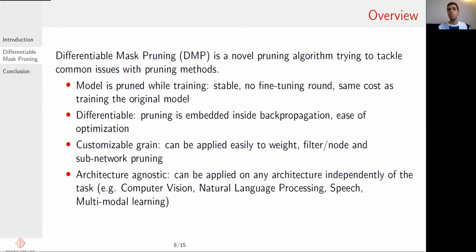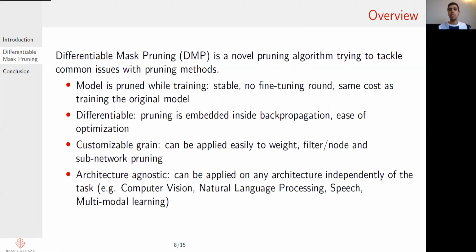And also at the end, the model is basically already pruned, therefore no fine-tuning round is required, which helps a lot when we have to do a lot of iterations between different models. We don't want to lose time fine-tuning a model several rounds. It's a differentiable method, so the pruning is embedded inside backpropagation. It can be applied to any kind of entity, such as weights, filters, or nodes, or even subnetworks.